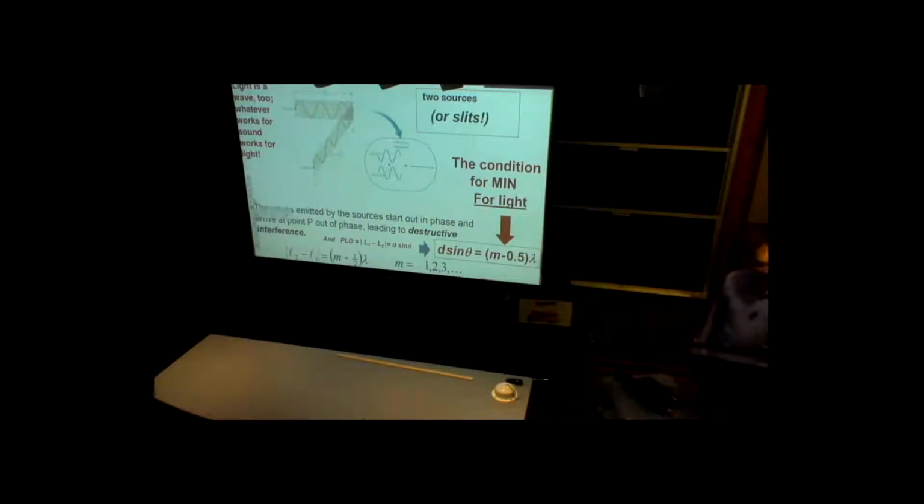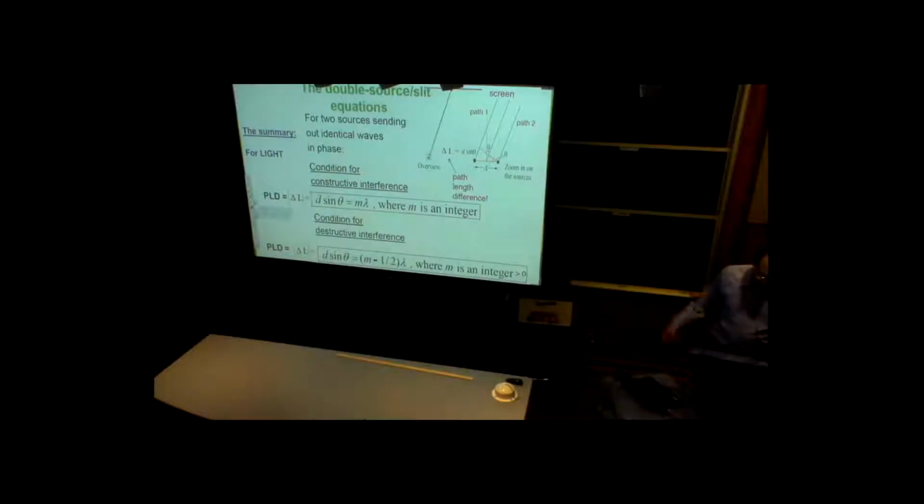For a double slit interference pattern or for a double source interference pattern, we have two conditions. That's not always the case, but here we have two conditions. One tells us how to find the location of a maximum on the screen. Second tells us how to find the location of a minimum. We don't have to use two, actually. We can use any if we want to. The summary.